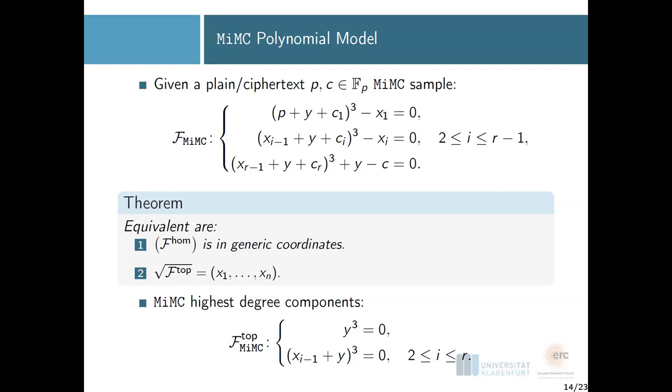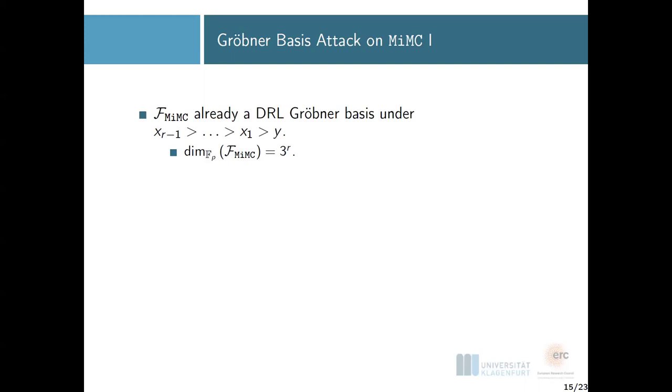So, and how do we attack MIMC? Well, if you know a little bit about Gröbner bases, you might have already realized that MIMC is already a DRL Gröbner basis with respect to this ordering of the variables. And now we have two possible attack strategies. So first, we take the DRL Gröbner basis, do term order conversion to lex, and compute the GCD with a univariate polynomial.